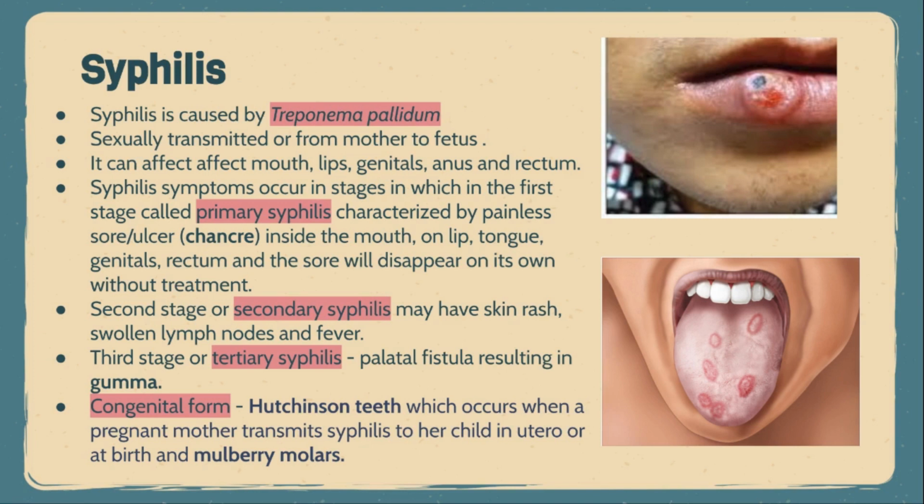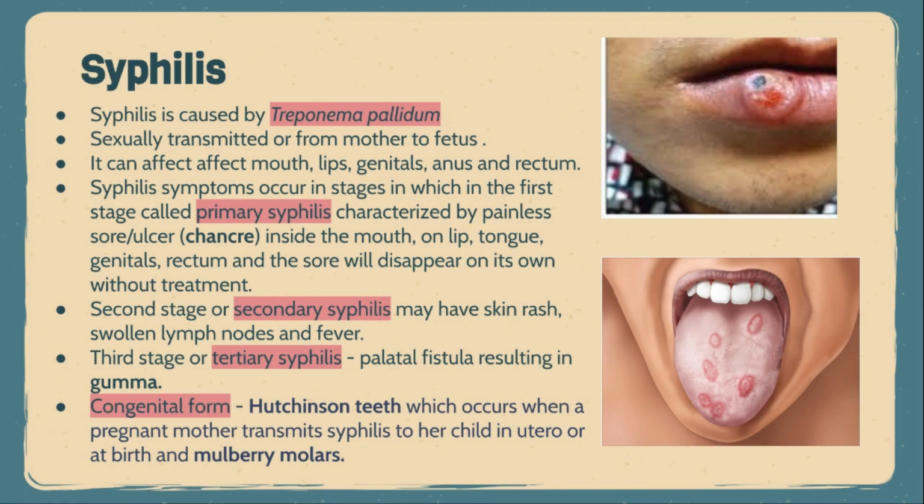Picture on the upper right showing syphilis chancre of the mouth. In the second stage, or secondary syphilis, they may experience a skin rash, swollen lymph nodes, and fever. The latent stage of this condition, which can last 4 years, shows no signs or symptoms. The third stage, or tertiary syphilis, the patient might have palatal fistula resulting in gumma.